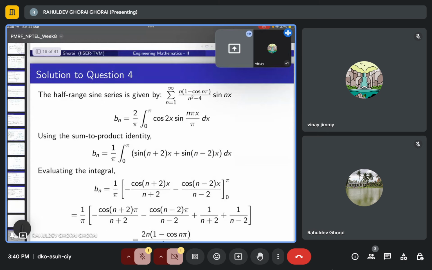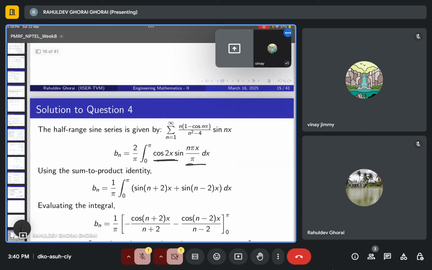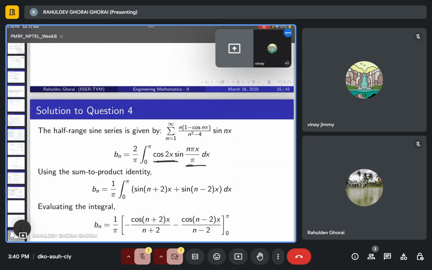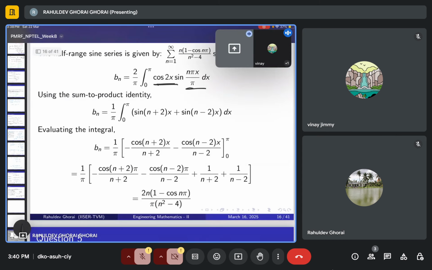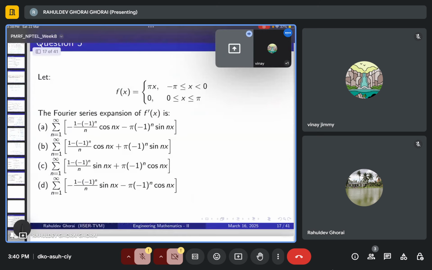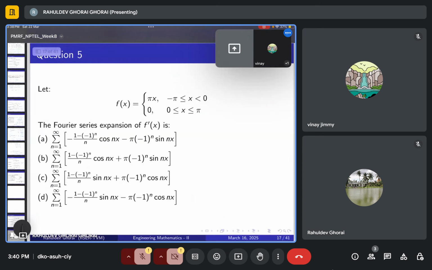So see, the half range cosine series will be given by then. So bn will be the integral of cos 2x times sin nx over pi. Once you know this, you find out bn, that will be like this. Okay. What will be the Fourier series expansion of f prime x?